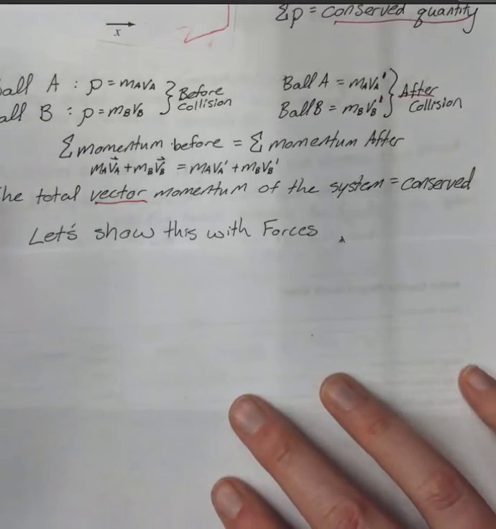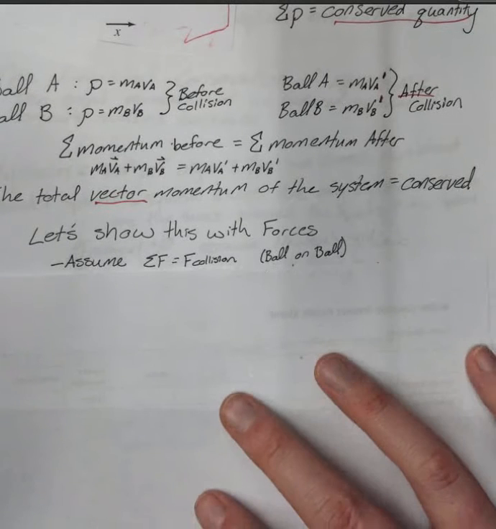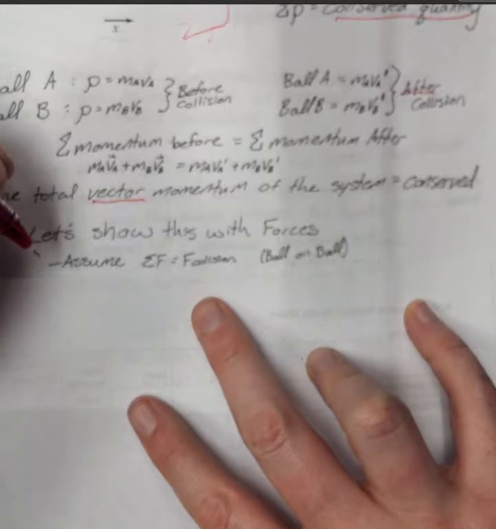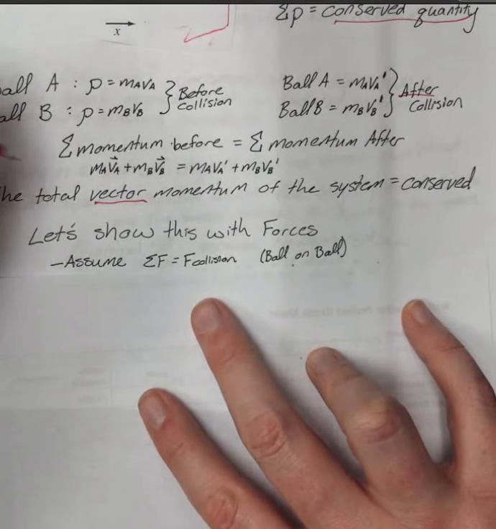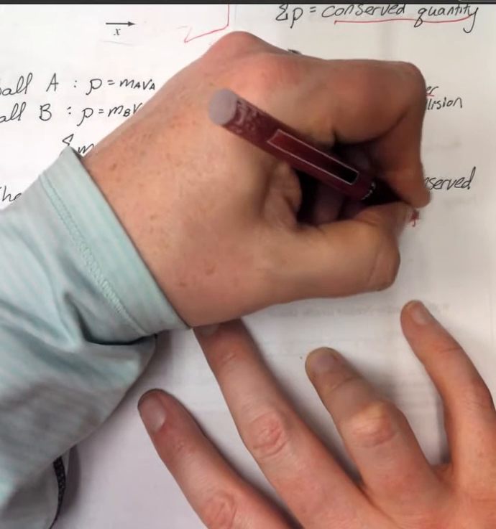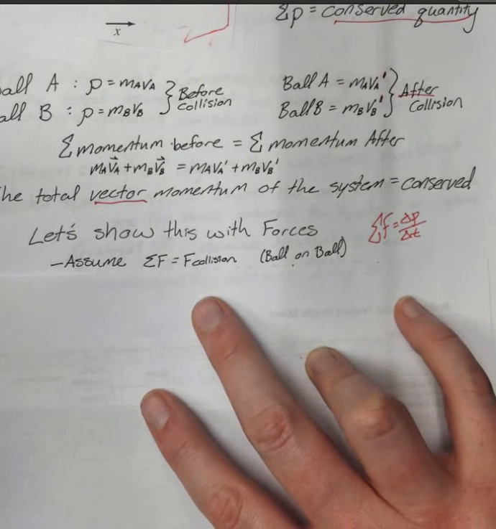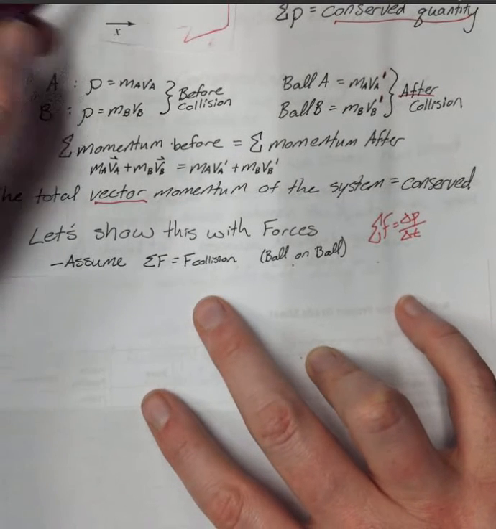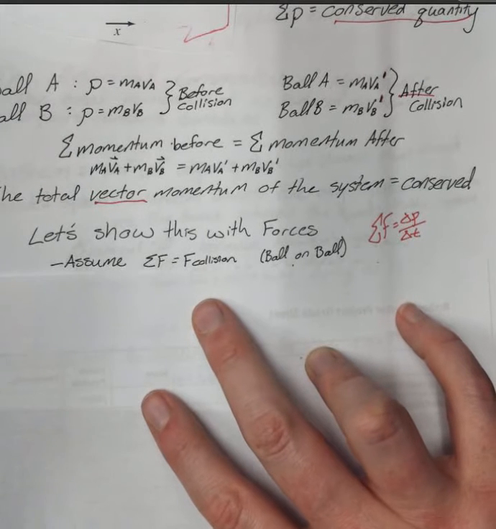Let's see that this is true using our good old-fashioned Newton's laws. To show this, we're going to assume the same thing we assume every time we apply conservation of momentum. We're going to assume that the net force in the equation F equals delta P over delta T is just the force of the collision. It's a ball-on-ball force, which according to Newton's third law means those two forces should be the same. So we're neglecting any smaller external forces like friction in a situation like this where it's reasonable to do so.